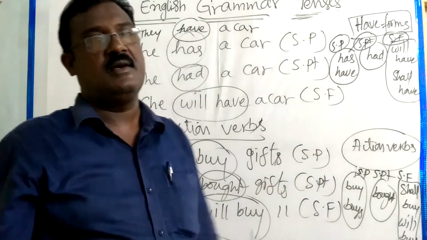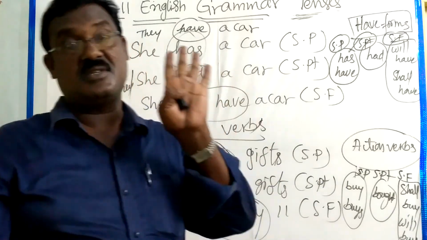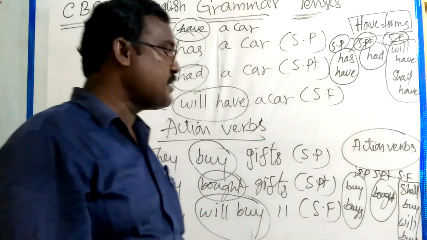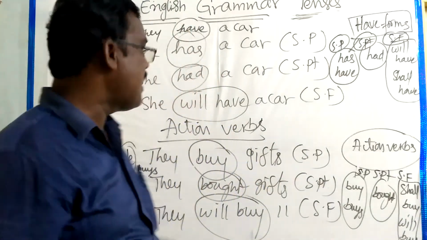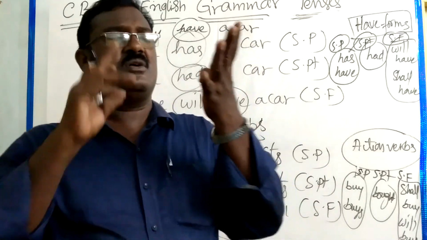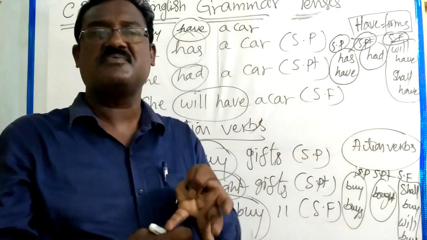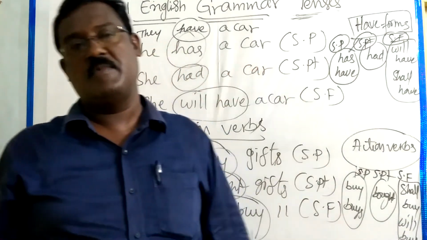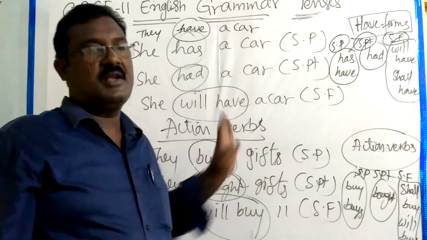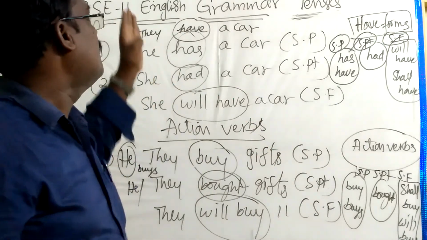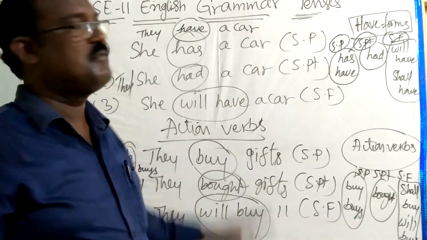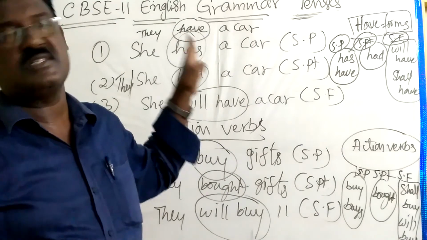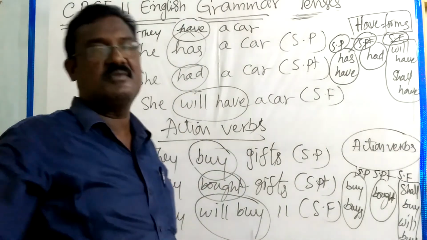Simple past tense, simple future tense, also four types of sentences we can write. Have forms also same. So simple present tense 4, simple past 4, simple future 4. Like that, have forms also, action verbs also we can write. Now we are going to write four sentences of simple present tense, simple past, simple future with the be forms.